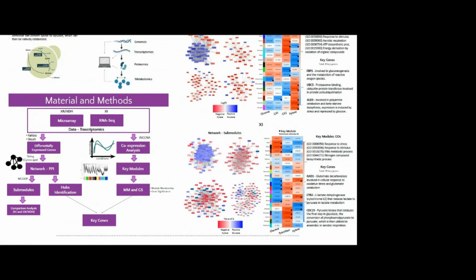We used WGCNA in R to make the co-expression analysis and define key modules. Then we used the gene significance and module membership metrics to verify if the hubs found in the network analysis were in fact significant in the co-expression analysis. If the genes passed our threshold, they were considered key genes.